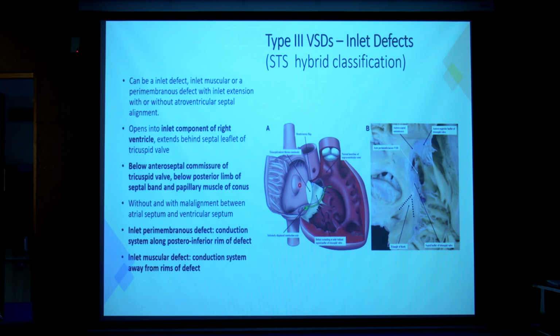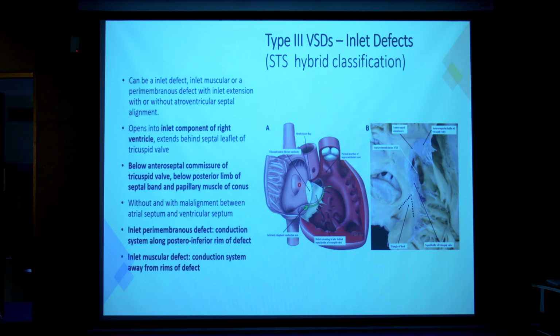The atrial and the ventricular septal malalignment, number one. Number two, there can be straddling or overriding of the tricuspid valve, more commonly, but sometimes even the mitral can also override. So it opens in the inlet component of the right ventricle, extends beyond the septal leaflet of the tricuspid valve, and below the anteroseptal commissure, and also below the posterior limb of the septal band and the papillary muscle of the conus, with or without malalignment between the atrial septum and the ventricular septum. So as I told you, it has an inlet extension, perimembranous extension. So the bundle is at risk of injury because it is at the posterior inferior border.